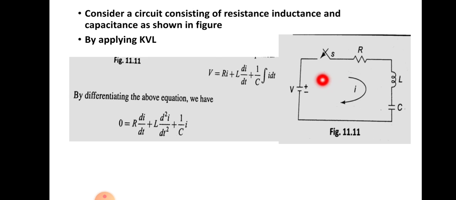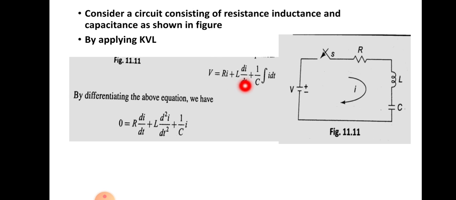When the switch is closed, the circuit becomes a closed circuit in which resistance, capacitance and inductance are in series with the voltage source. So we can apply KVL in this loop. By KVL we can write V is equal to the voltage drop across R, which is R into I, plus the voltage drop across L, which is L into di by dt, plus the voltage drop across C, which is 1 by C into integral I dt. This is the Kirchhoff's voltage law equation for this series RLC circuit.